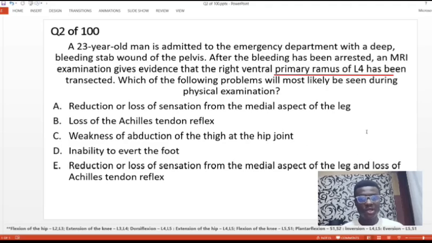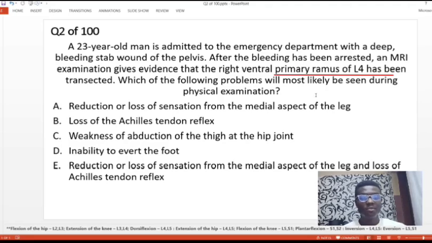So option B, option C, and option D are out of the game. Option E now: reduction or loss of sensation from the medial aspect of the thigh and loss of Achilles tendon reflex. We initially established that the Achilles tendon reflex is controlled by the S1 and S2 spinal nerves, predominantly by S1. So that is not the correct answer. Going by what we have, option A is the correct answer.